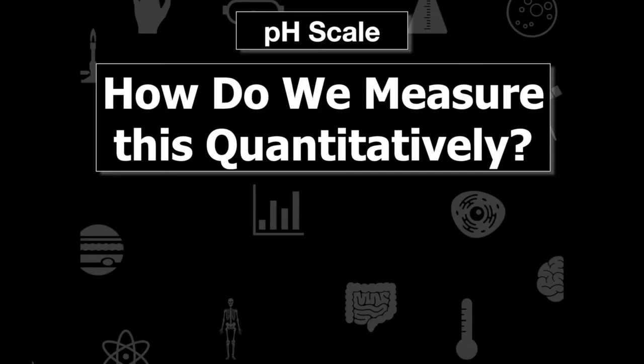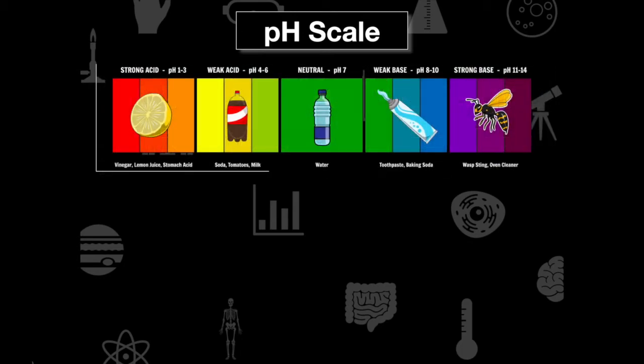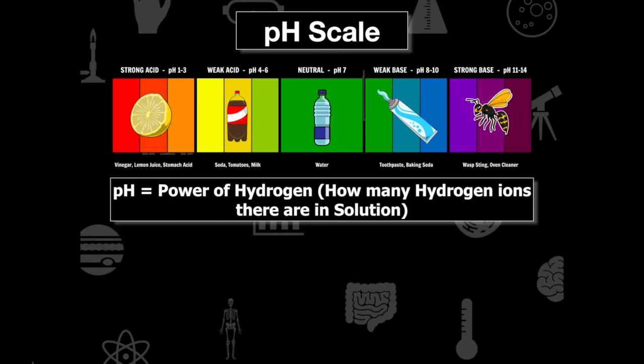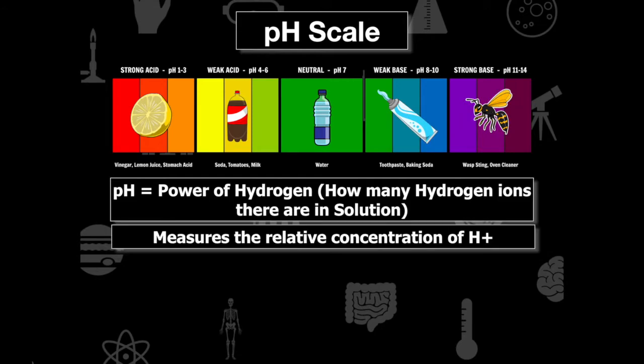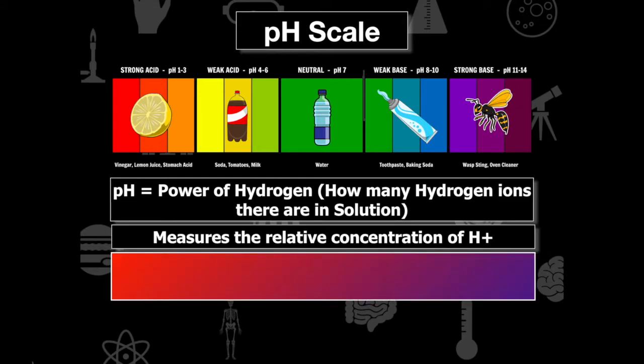If we're thinking about this, we can measure it quantitatively using the pH scale. The pH scale is just measuring how many H plus or OH minus ions are in solution and the ratio between the two of them. pH is the power of hydrogen, so how many hydrogen ions there are in solution. With pH, we're measuring the amount of H plus ions in solution. If we were measuring pOH, we'd be measuring the amount of OH minus ions in solution.